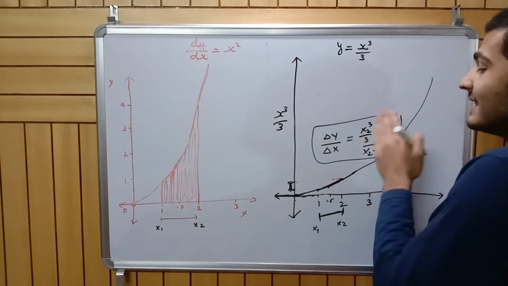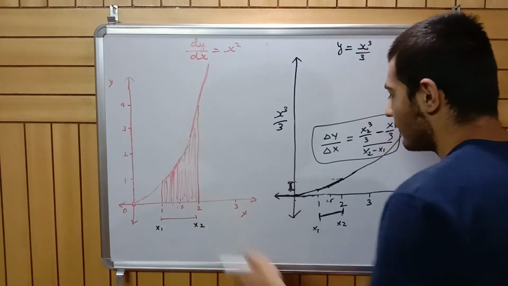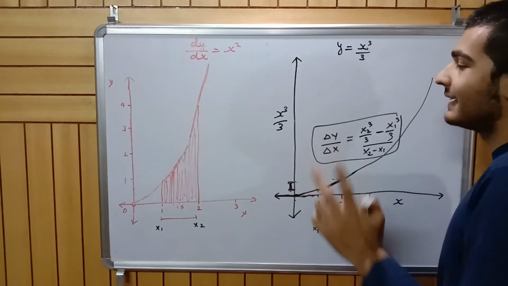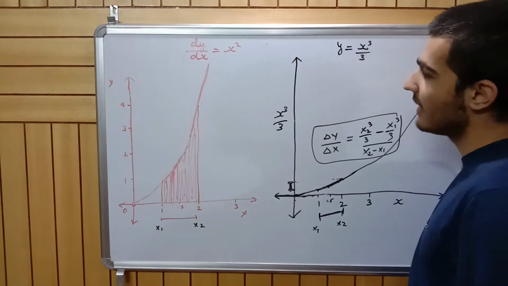Now, this number represents the average height from x1 to x2 of this graph. Average height of this graph, average slope of this graph. So you have to keep that connection in mind. And now the rest of it is fairly simple.